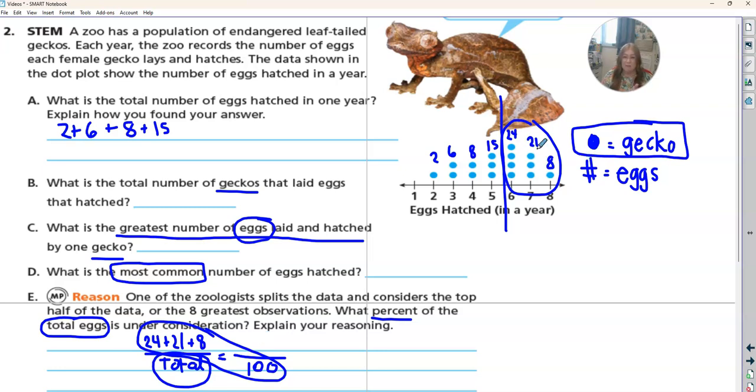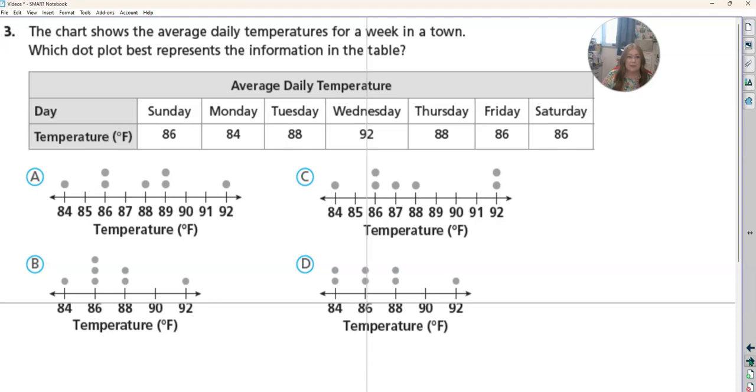And these ones should have more than these ones because, even though half the geckos were here and half were here, these geckos weren't laying as many eggs. So this should be over 50% of the eggs came from these geckos there.